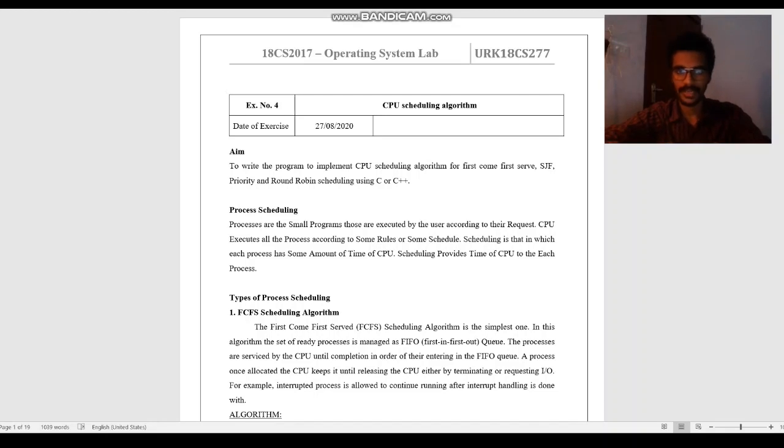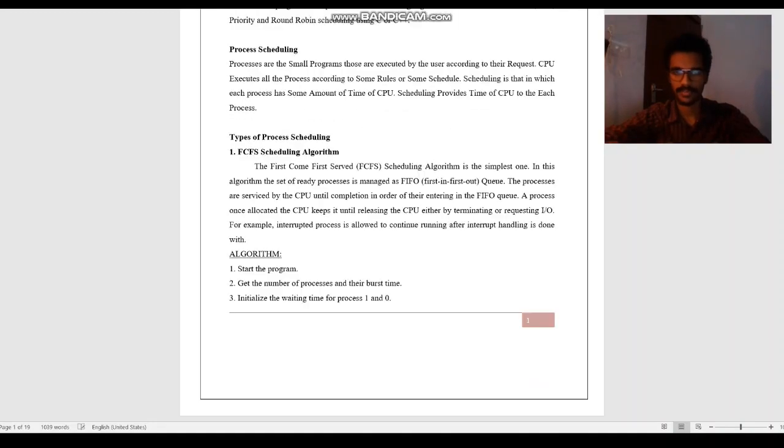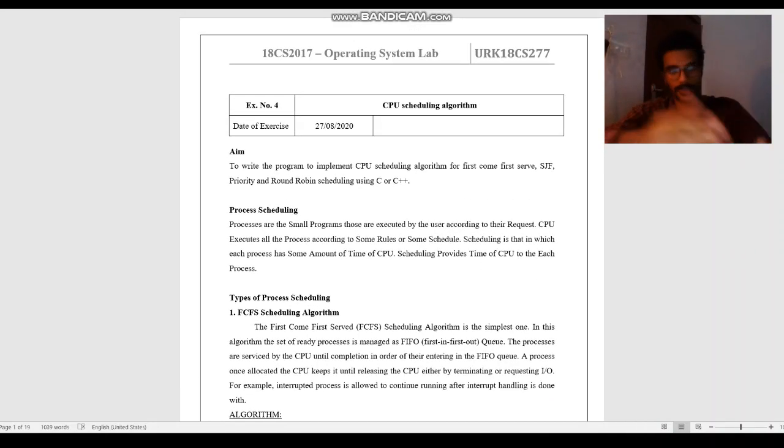So the task is to write a program to implement CPU scheduling algorithms: first come first serve and all four scheduling algorithms using C or C++. Two languages have been given. I'm going to do my four algorithms using the C programming language. So these are the types that have been given over here. I'll just directly go into the program.